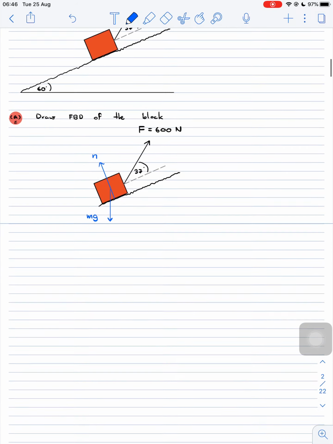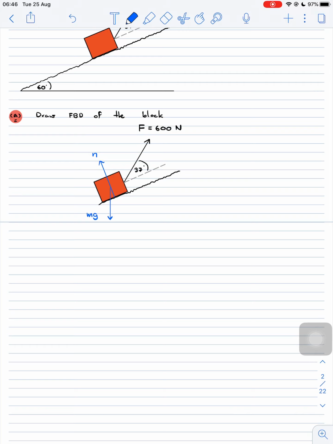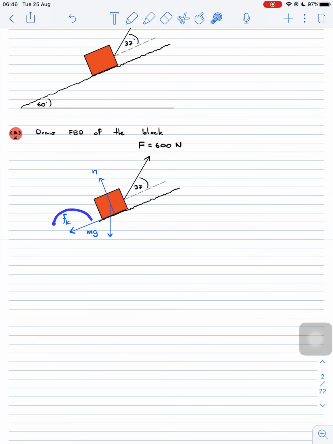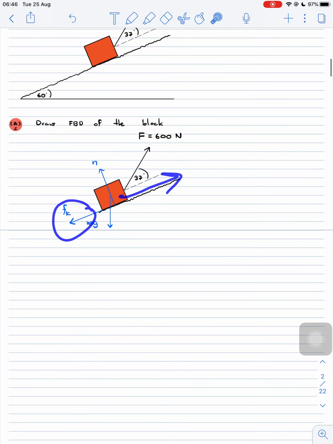Then, okay, here let's just guess that the friction points in this direction. This is the Fk, the kinetic friction. But then again, it may be wrong, right? So if it's wrong, then we can just change this to the other direction. So that's fine.